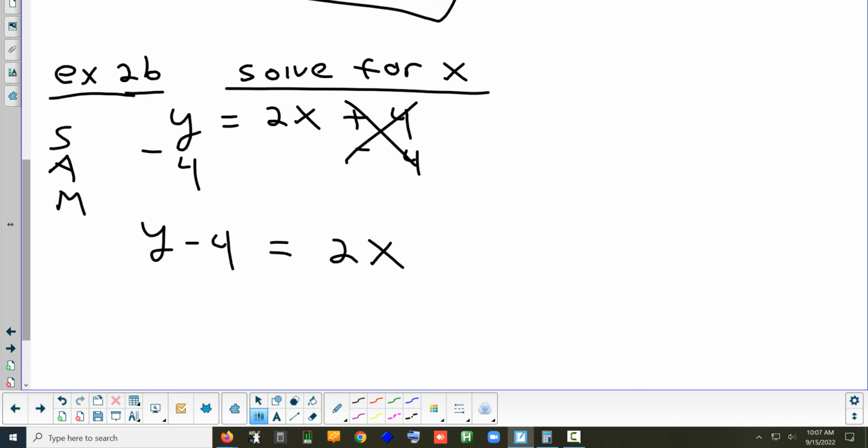Now, at this point, we have an equation that's not solved for any variable. The x isn't by itself. The y isn't by itself. It's in between now. Our goal is to finish it up and get x by itself. So what's still next to the x that I don't want? Yep, the 2. And how would I get rid of 2 next to the x? Sean? Yep, and where would you divide?